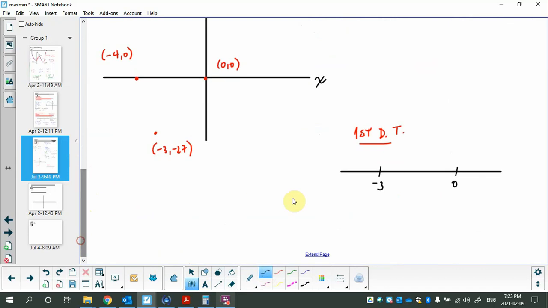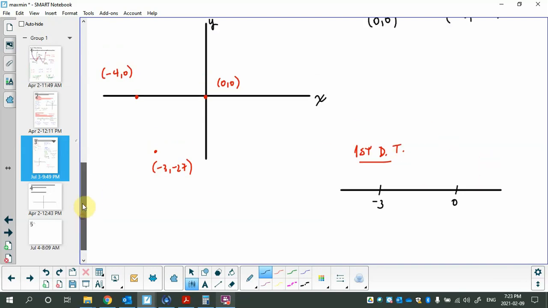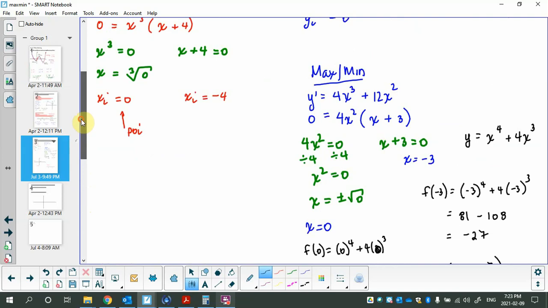And then I can put on the green arrows if I want. I don't feel like it this time. I need to find a value out here, a value out here, and a value out here. And I need to sub them into the first derivative. So I need to sub them into 4x cubed plus 12x squared, or 4x squared times (x plus 3).